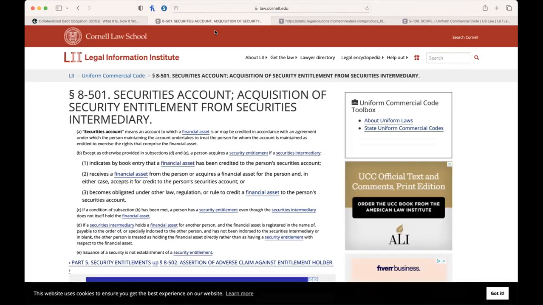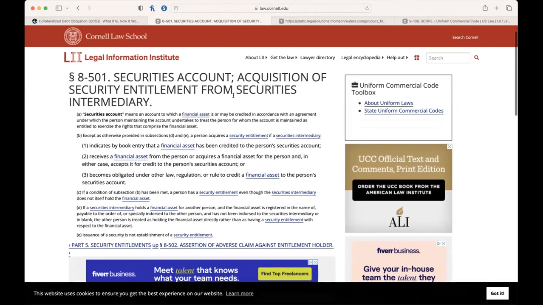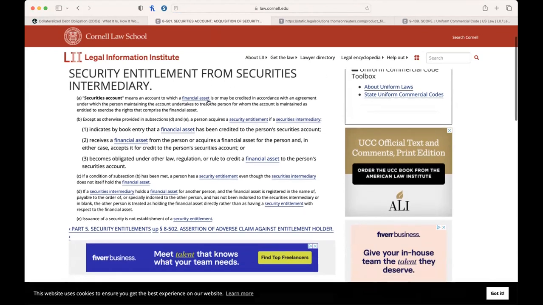But this is what we were talking about, and I think that was you, Sarah, who was saying something about the securities account. Literally, as we were reading that, and I see that a lot in contracts, they will take just the verbiage from the UCC, but they won't give you the code. So securities account means an account to which a financial asset is or may be credited in accordance with an agreement. As you remember, we just read that verbatim.